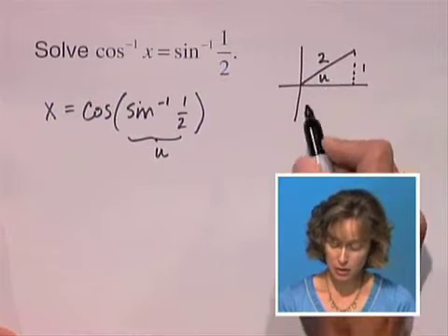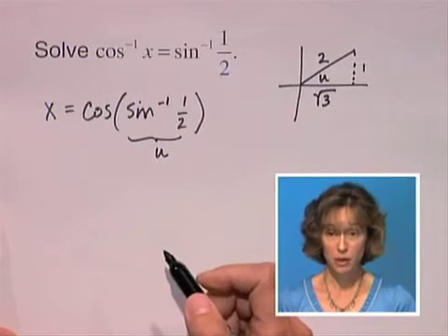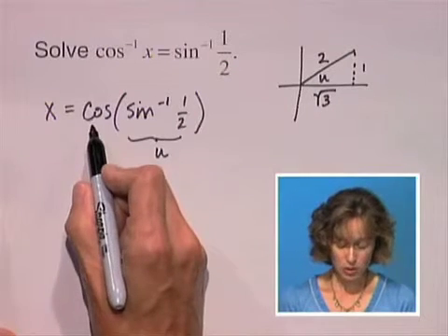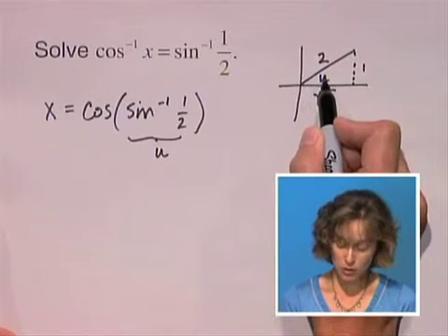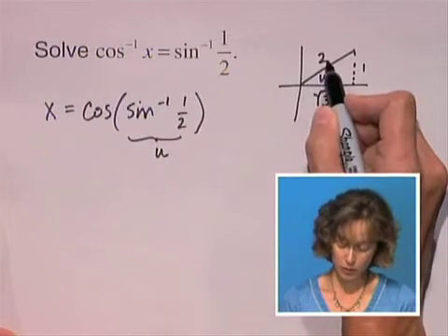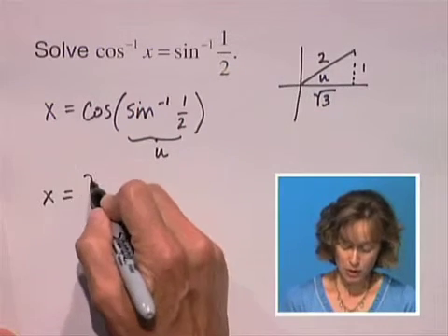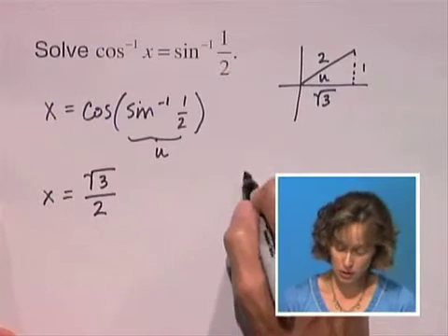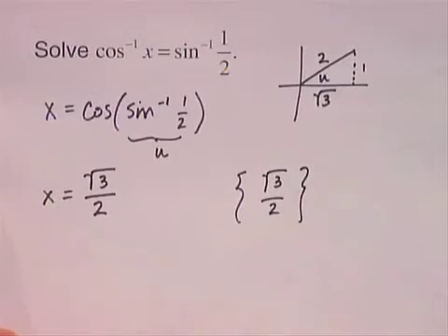That leads me to the third side, being the square root of 3, either by the Pythagorean theorem or you might recognize that triangle. What I'm really interested in, though, is the cosine of this angle. I want the cosine of u, which is the adjacent side, over the hypotenuse, or in this case, square root 3 over 2. So x must be square root 3 over 2, and that's the solution. In set notation, the solution is the square root 3 over 2.